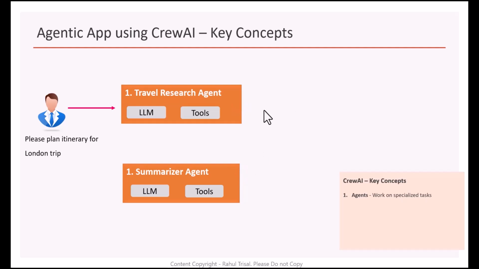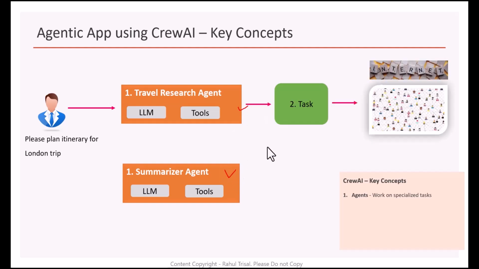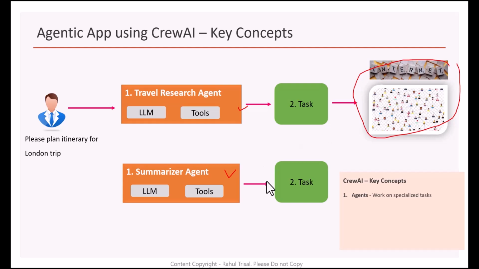Now the two agents that we have created, the travel research agent and the summarizer agent, would accomplish some tasks. For the first, the travel research agent, the task would be to search the internet and get the relevant information. And for the second one, the task would be to summarize the information provided by the first one. So that's the second key concept in CrewAI. These are tasks, and these tasks are defined to achieve the goal. And those tasks are assigned to different agents.